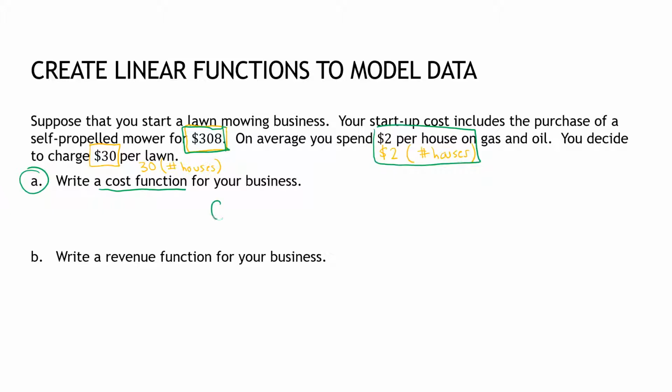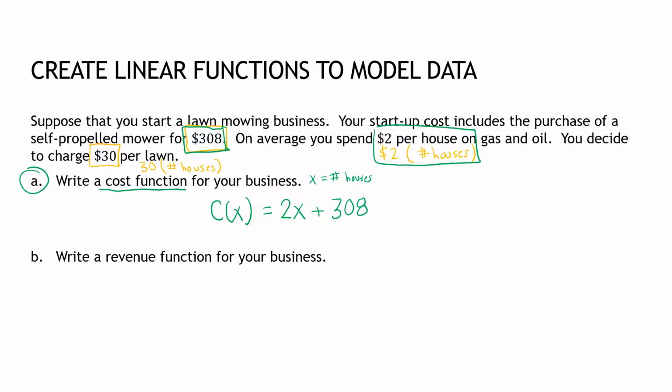So cost, typically I'll use C of X. Remember, I want to do the slope first. So this was $2 times the number of houses. So again, we're letting X represent the number of houses or lawns or however you want to write that. So this would be 2X plus the 308 because I have to buy the mower.